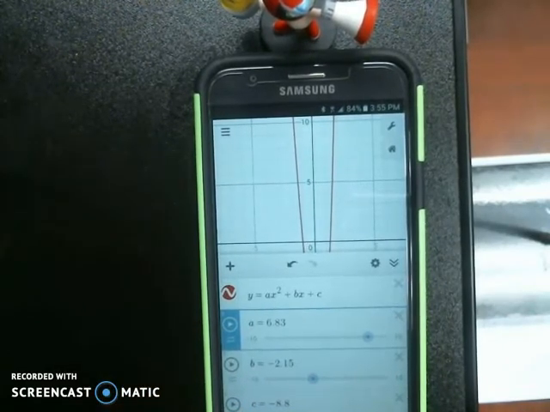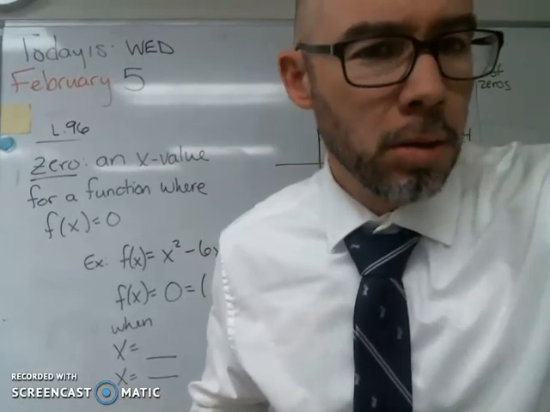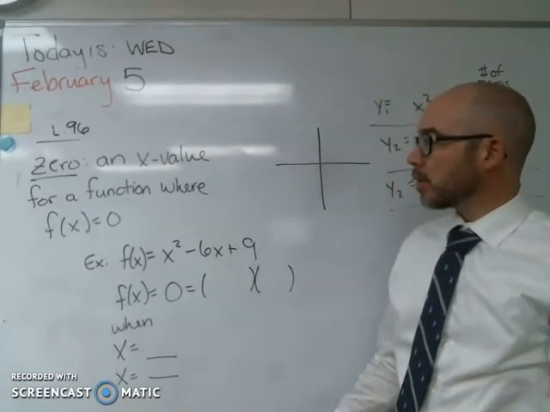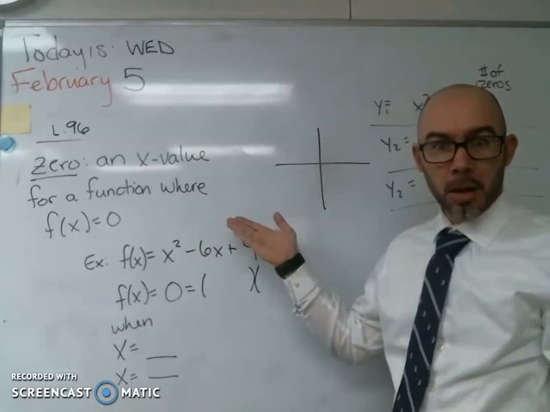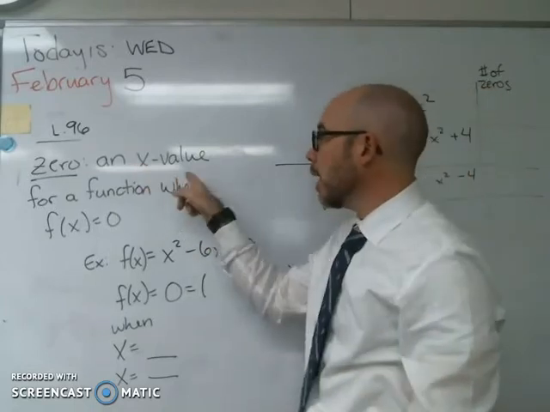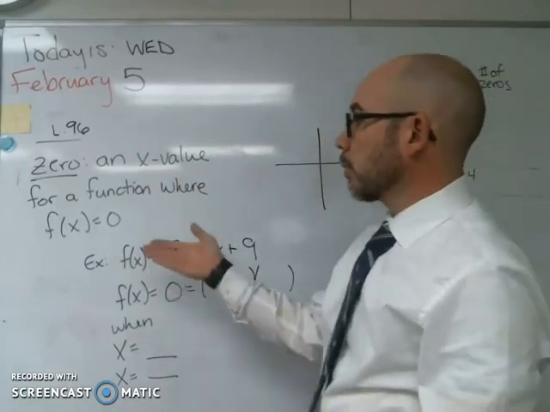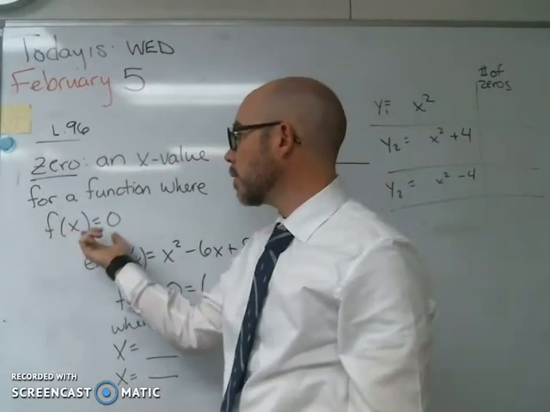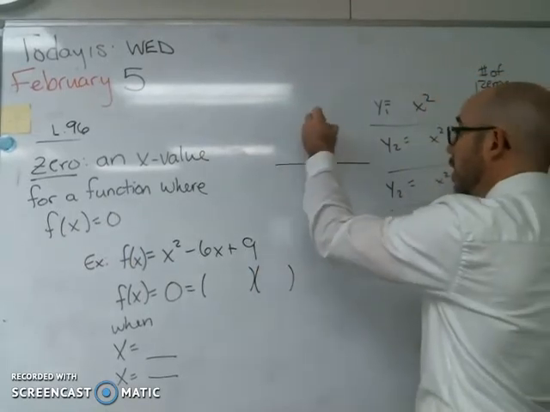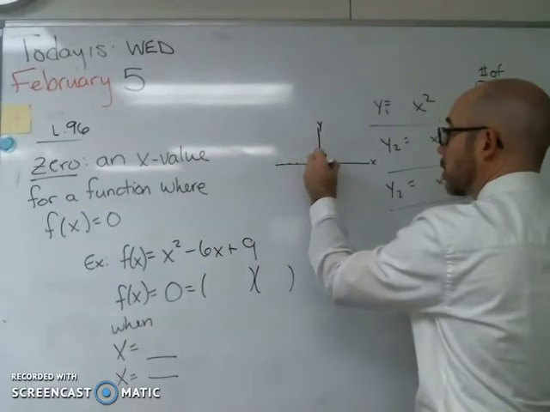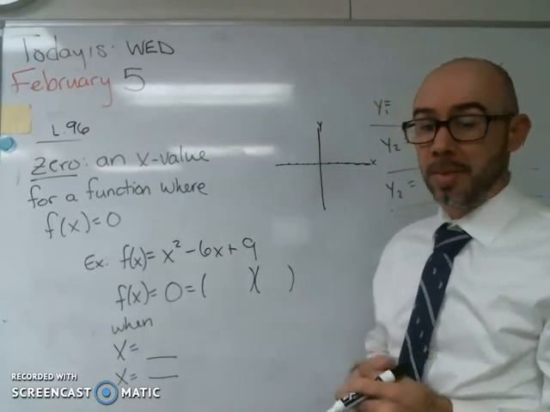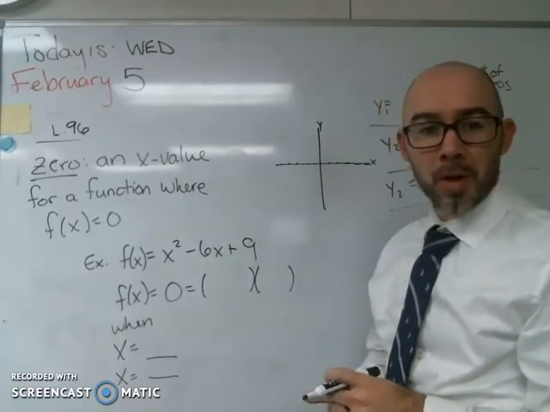We need to talk about one more thing, and that's zeros. Right, you still there? All right, I am too. Okay, let's talk about those zeros. Here's our definition. You want to pause? Okay, a zero is an x value for a function where when you plug that number into the function, the answer comes out being 0. That means when y equals 0. And where does y equal 0? It does right here. So another way of talking about a zero is an x-intercept.